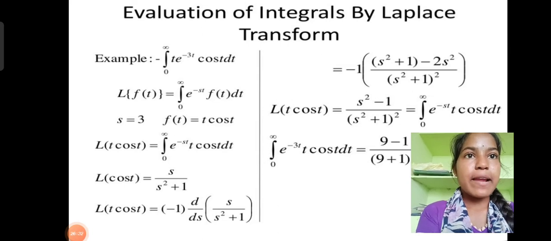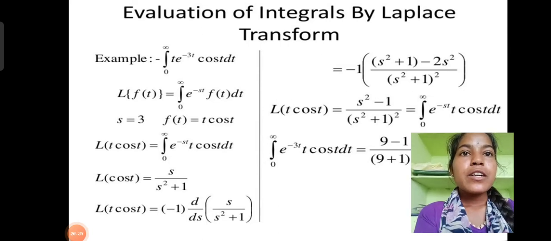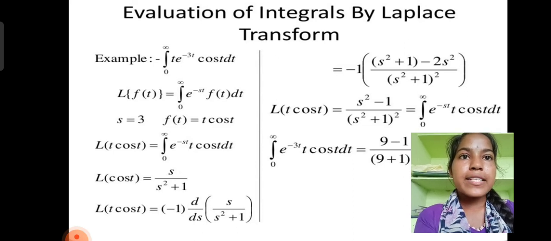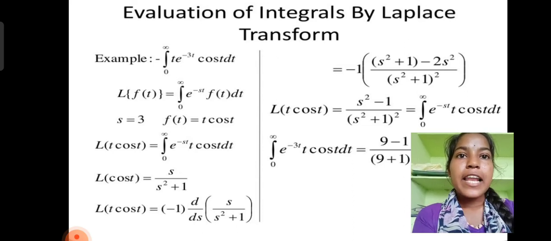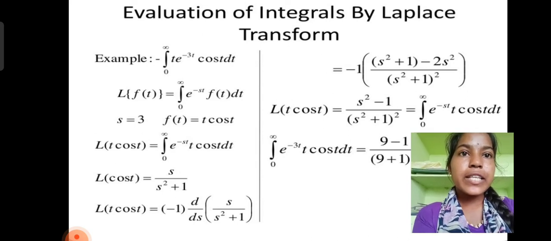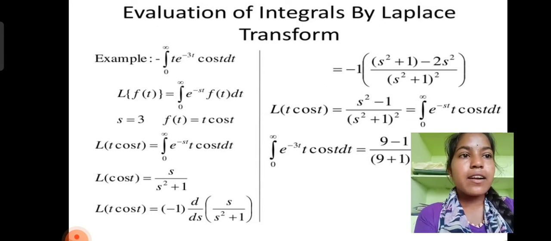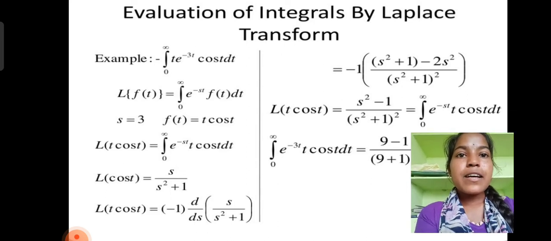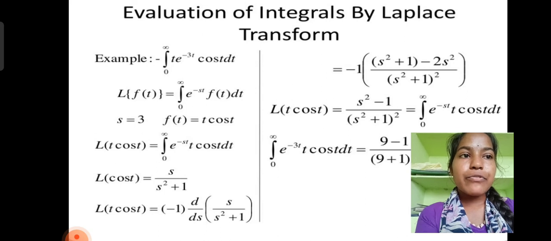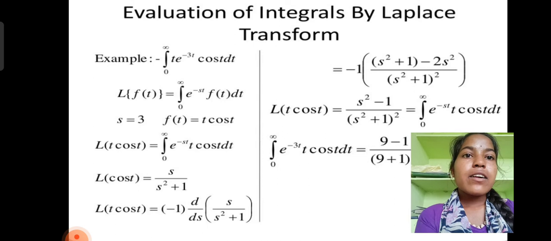Evaluation of integrals by Laplace transform. Example: integration from 0 to infinity t e to the power of minus 3t cos t dt. Laplace of f of t is equal to integration from 0 to infinity e to the power of minus st f of t dt. Here s is equal to 3, f of t is equal to t cos t. Laplace of t cos t is equal to integration from 0 to infinity e to the power of minus st t cos t dt.